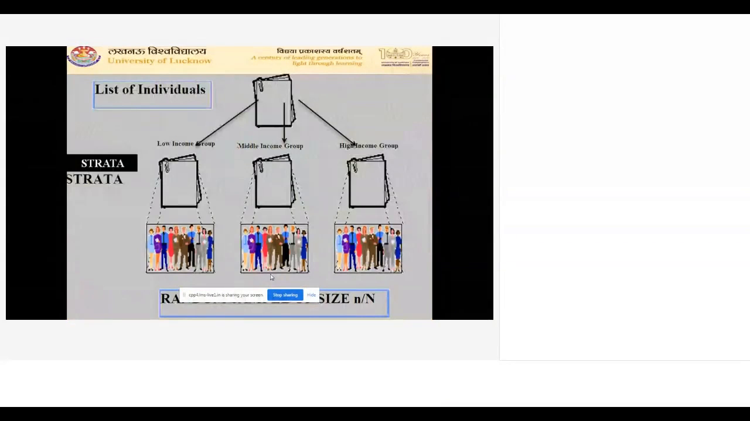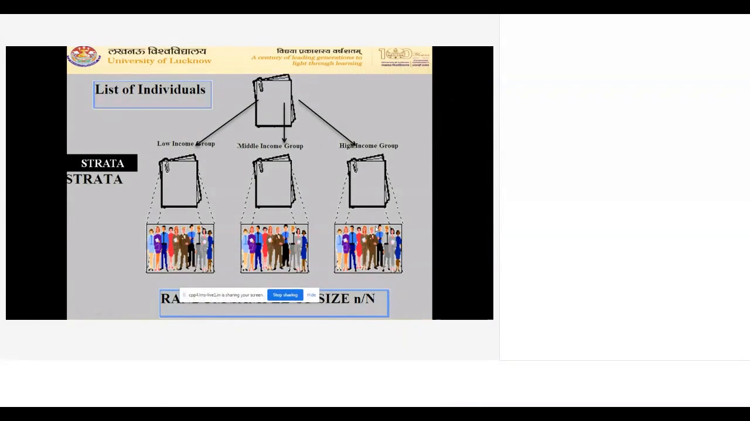Here you can see the complete list of individuals which is divided into three strata. If our survey is related to income or expenditure, then we can divide the list of individuals into three groups, which are called strata. One is the low income group, another is the middle income group, and the next one is the high income group. From each stratum, we select some individuals. From the first stratum, I have selected these individuals. From the second stratum, these individuals are selected, and from the third income group, also some individuals are selected.